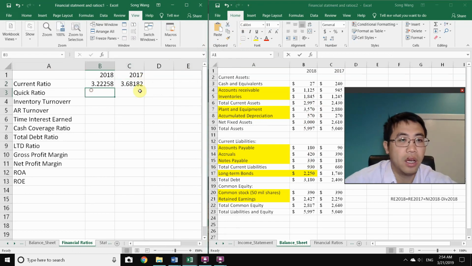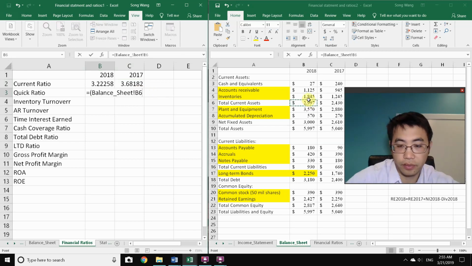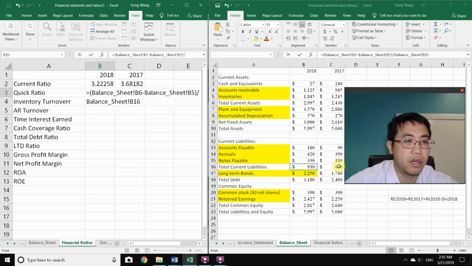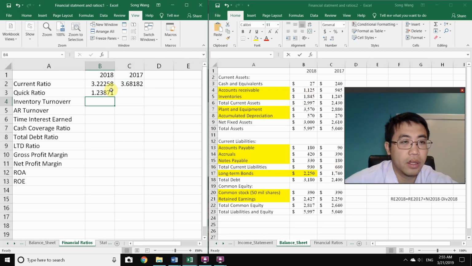year. And my quick ratio basically is my total current assets excluding inventory, okay, excluding inventory minus inventory, and then divided by the same denominator, which is the total current liabilities.